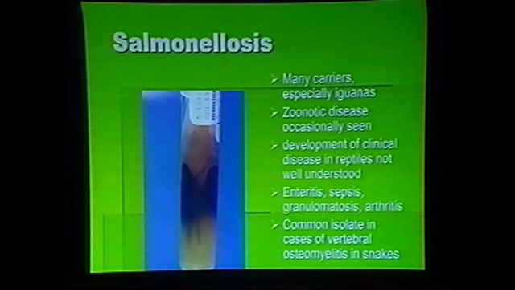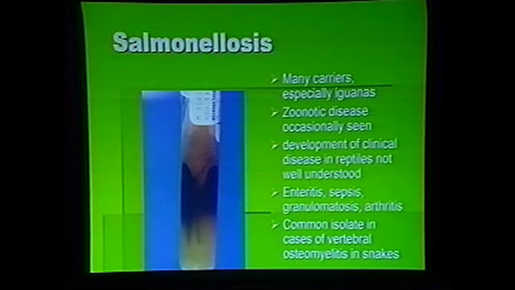Salmonellosis is also occasionally seen in reptiles. Salmonella infection in reptiles is very common. There are many carrier conditions, especially in iguanas. Zoonotic disease is occasionally seen. Development of clinical disease in reptiles is not well understood.